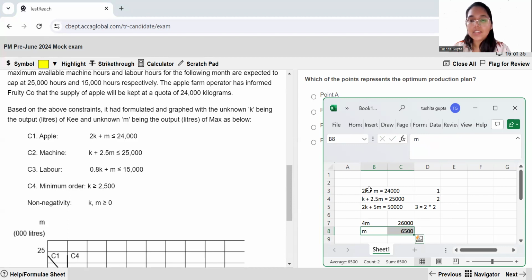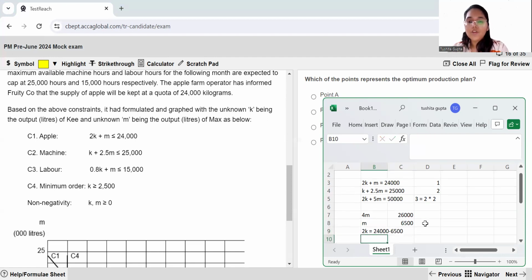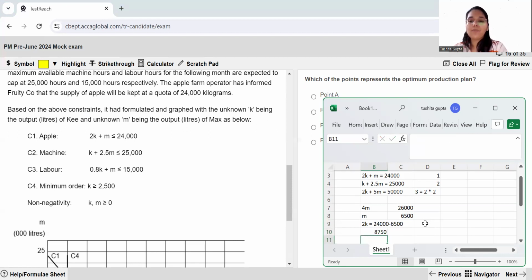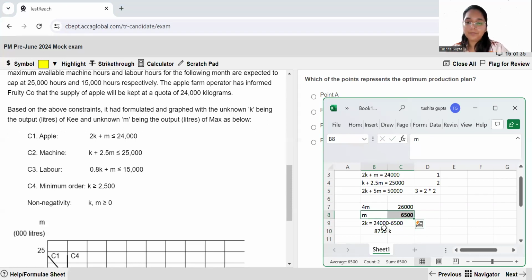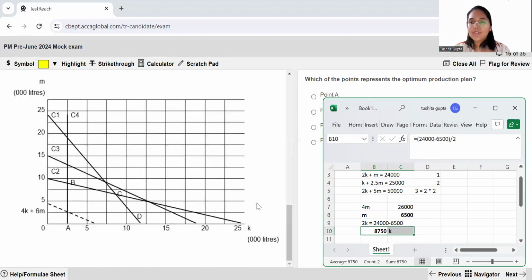Now I will use this M value and substitute in any of the equations. Let's suppose I do it in equation 1. So in equation 1, 2K is going to be equal to 24,000 minus M, which is 6,500. So my K is going to be equal to 24,000 minus 6,500, divided by 2. So this gives me the output of K that I'm going to be producing. This is my M and this is my K. Now let us see where it lies on your graph.